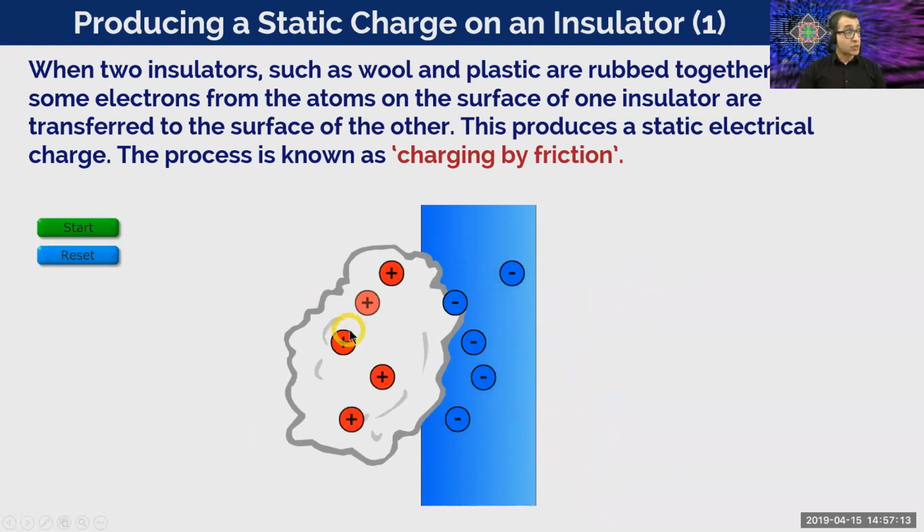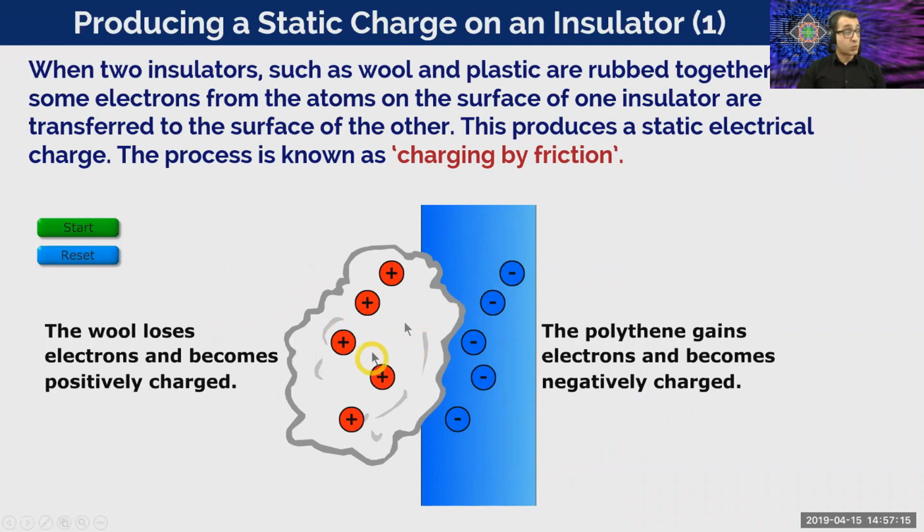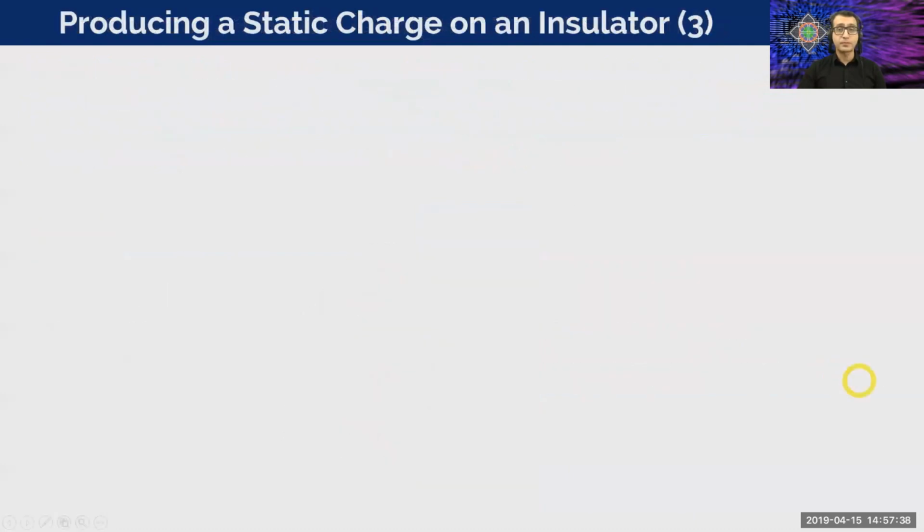So friction will move electrons from the wool, in this case, to the polythene. And so the polythene gains a net negative charge because now it has more negatively charged electrons than it has positively charged protons. And in contrast, the wool has lost electrons, and so now it has a net positive charge. It has more positively charged protons than it has negatively charged electrons.